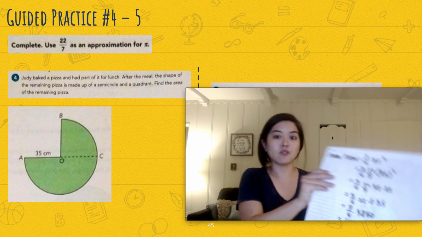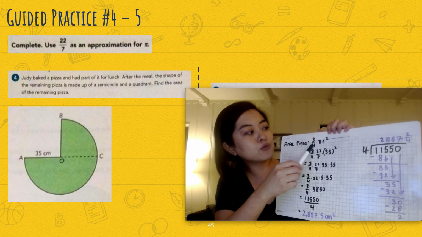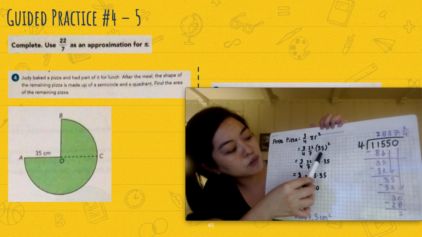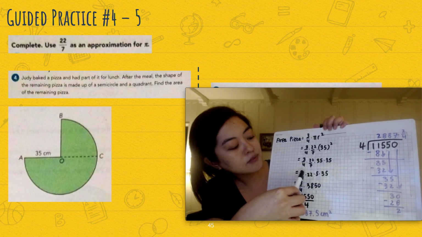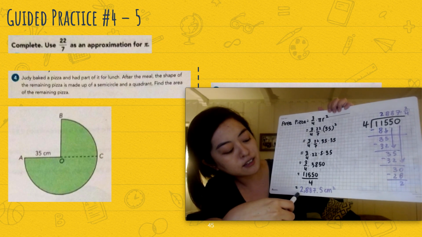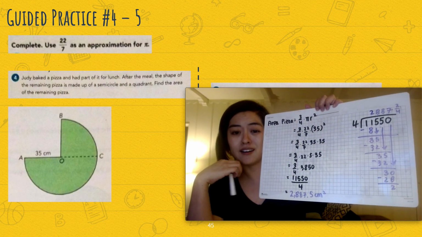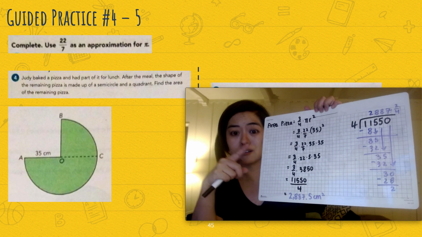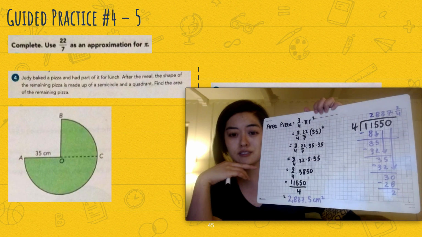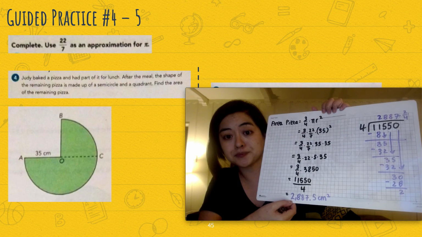Oh, so what I'm going to do is I'm going to find the area of the pizza by doing 3/4 times the area of the whole circle, okay? And when I input in my values, I get this, okay? And basically, I got 2,887.5 square centimeters, okay? Feel free to pause the video so you can take a look at my work and compare it to your work and just see if you kind of went along the same process or even if your answer matches this answer here. Okay. All right.